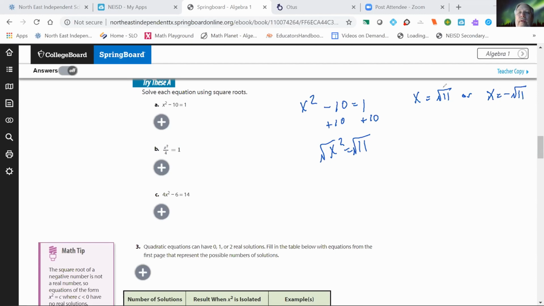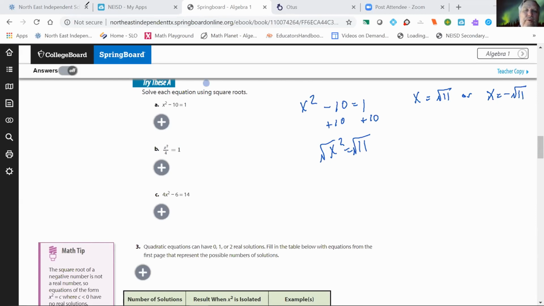We do want to remember that if the radical that we end up with here is not a perfect square but can be simplified, we'll want to simplify it. But since it's the square root of 11, that can't be simplified because 11 is a prime number. But we will be simplifying these if they can be simplified. All right, so let's go ahead and do the next one. I'll do it in a different color here.